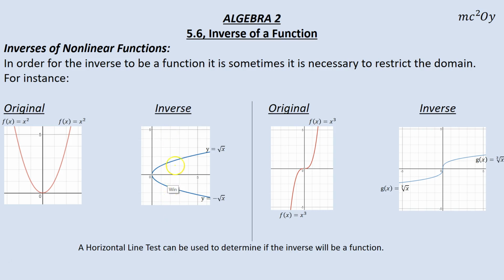It doesn't pass the vertical line test. Remember, if a vertical line hits a graph in more than one spot, it's not a function. Whereas the original did pass the vertical line test, right? We draw in a bunch of vertical lines, and it does pass it. So this is a function. Okay, not a function.